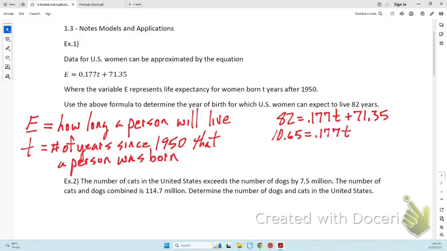And then let's divide both sides by 0.177, and we end up with 60.17. Now we're not done. It said, what year were they born? Use the above formula to determine the year of birth. So what we need to do is add that number of years to 1950. And then we got it. And that adds up to 2010.17. Let's say about the year 2010.